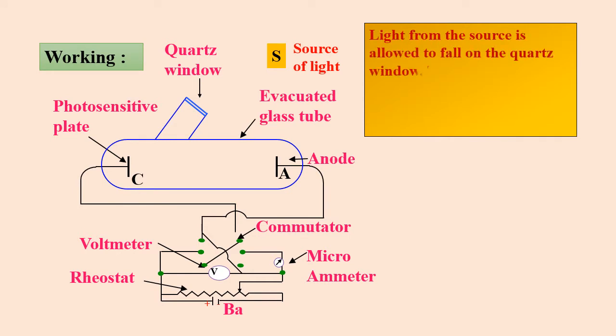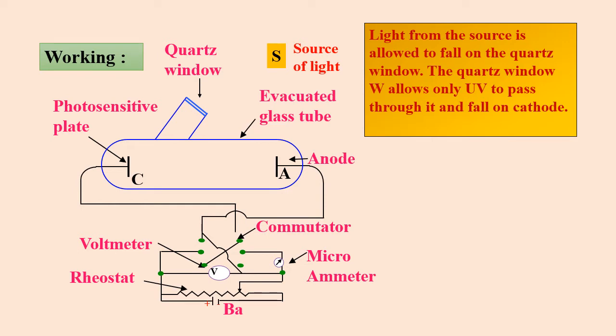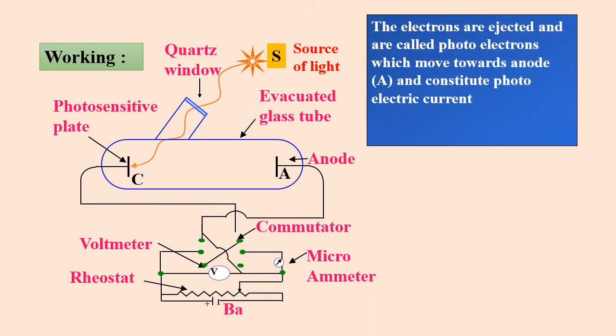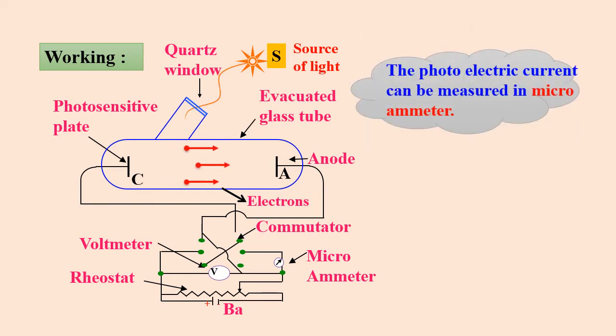Light from the source is allowed to fall on the quartz window. The quartz window W allows only the ultraviolet to pass through it and fall on the cathode like this. The photoelectrons are ejected, which move towards anode A and constitute a photoelectric current. These are electrons moving towards the anode.